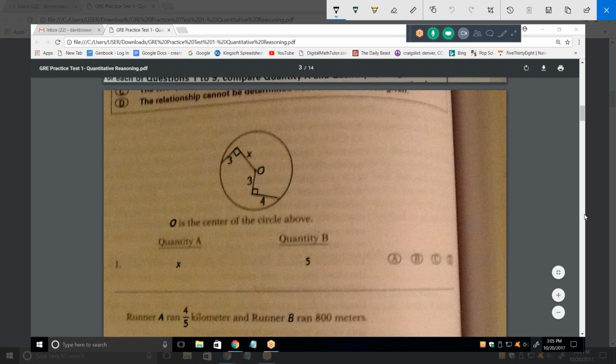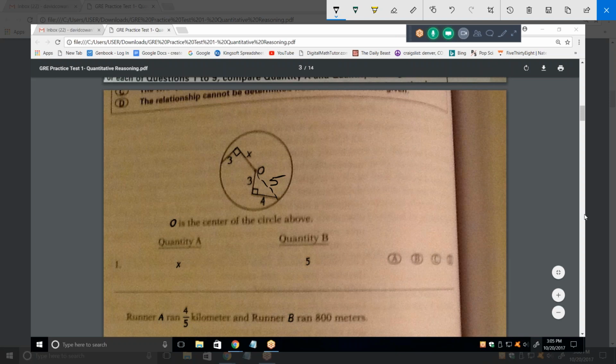This is a bit tricky. Let me go through it. A lot of these things, you have to do something else before you can get to the solution. In this case, I have to make that triangle. Now, do we know what that hypotenuse that I just drew in there is? 5. Correct.